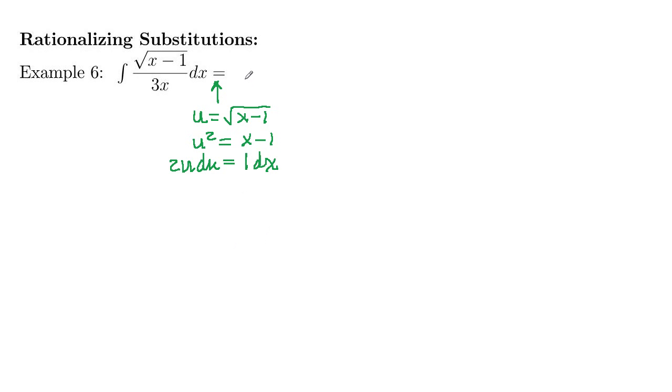So let's go ahead and change this over. So integral square root x minus 1, that's our u on top. The 3, let's go ahead and pull that out in the front. So 3 in the denominator will be a 1/3. And then we've got that x. Well, let's see, u squared is x minus 1. So if we bring this x over on the left as a positive, we get u squared plus 1 is equal to x.